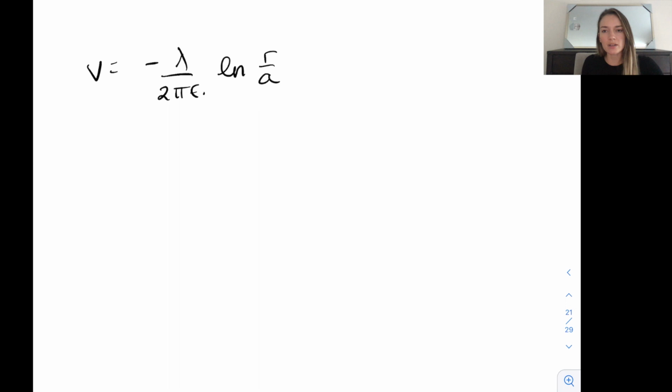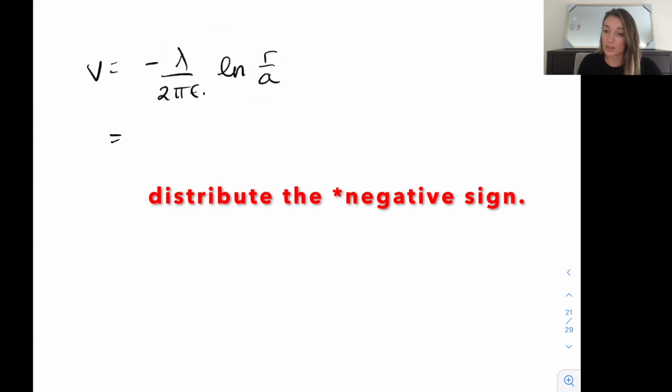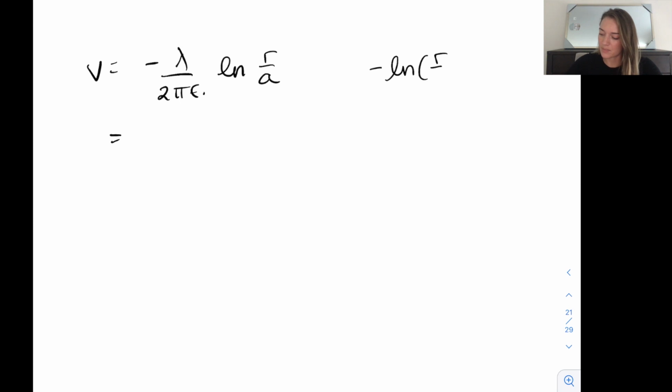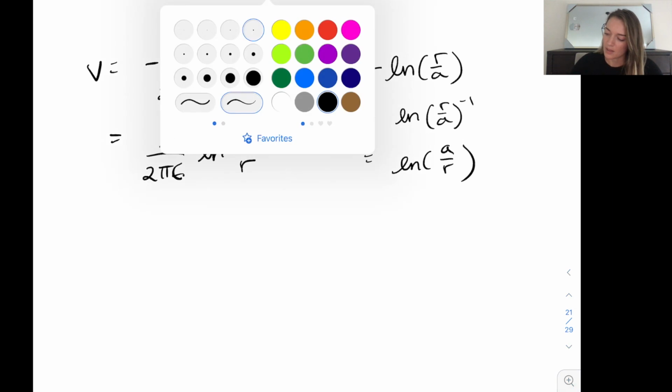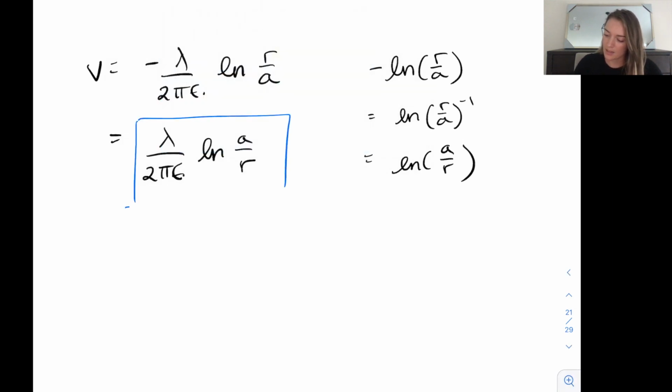Now, it's better to just write this without any negative signs. So let's just distribute this negative into this ln. That's equivalent to ln of R over A to the negative 1, right? Remember our powers for logs. So R over A to the negative 1 is just A over R. So I can just rewrite this as ln A over R, and then I can get rid of my negative sign that way. Okay, so that is our answer.